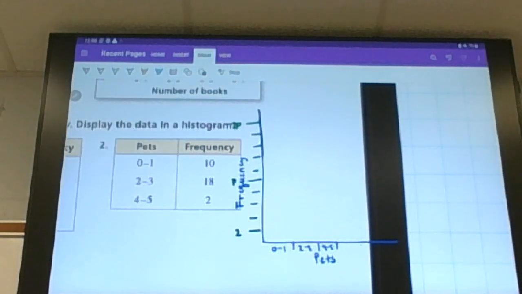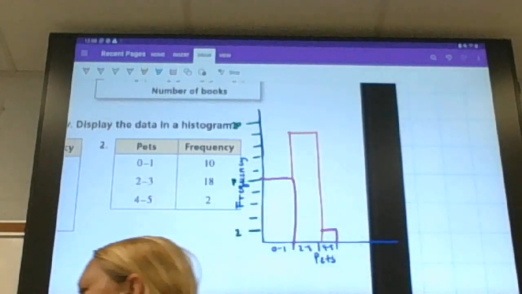So there's 10 people that had between 0 and 1 pet. 18 people had between 2 to 3 pets. And then only 2 had from 4 to 5 pets. I know some of you guys got farm animals, so you might have more than 5.